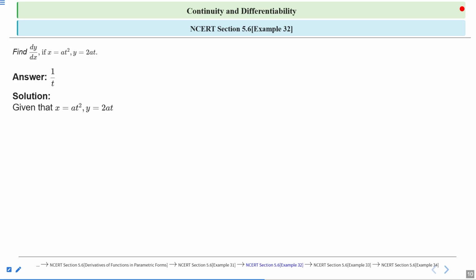Given that x is equal to a t square and y is equal to 2at. So dx by dt will be equal to 2at and dy by dt will be equal to 2a.